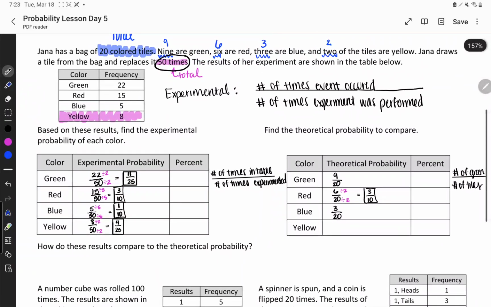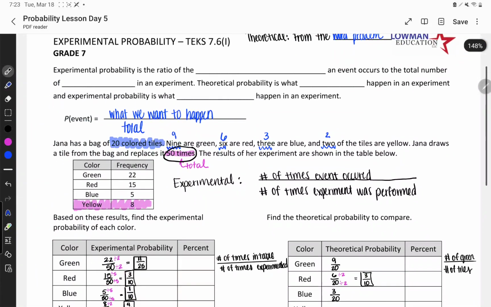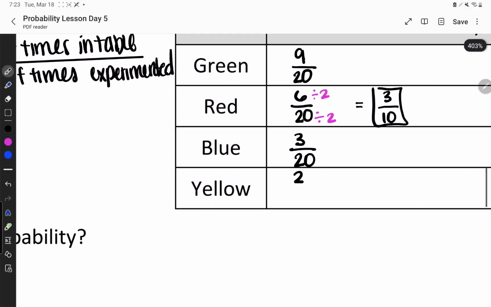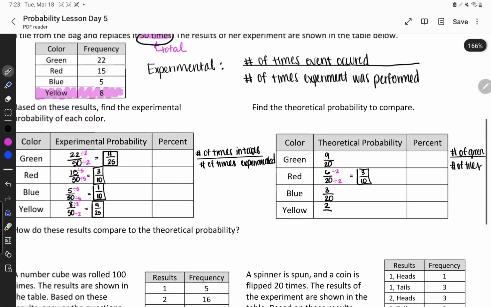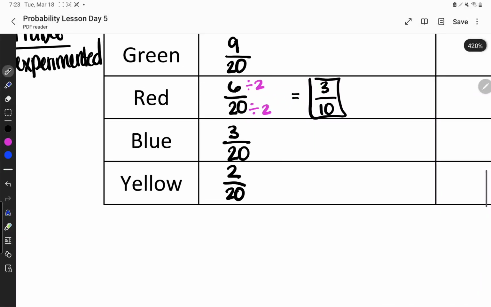I want you to try to find the yellow theoretical probability. Remember, it's the number of tiles over the number of total tiles. So we see up here in our word problem that there are 2 yellow tiles. So that's my numerator. And then my denominator is the total number of tiles that there are. There are 20 total tiles. So now I look at 2 and 20 and I see that they're both even, which means they're both divisible by 2. 2 divided by 2 gives me 1, and 20 divided by 2 gives me 10.